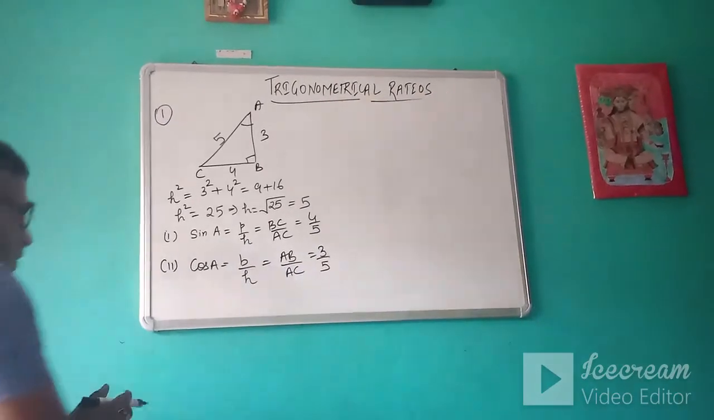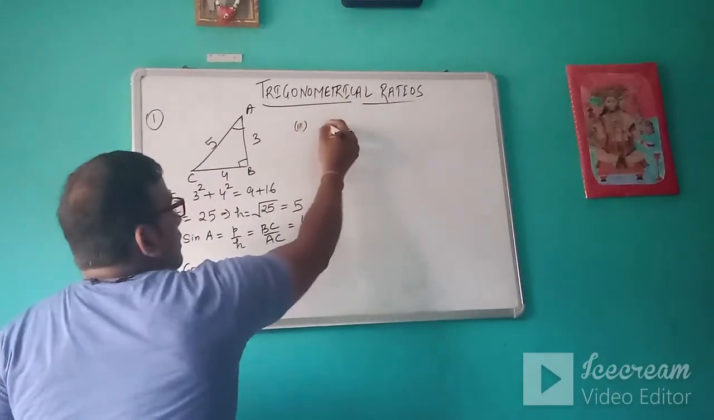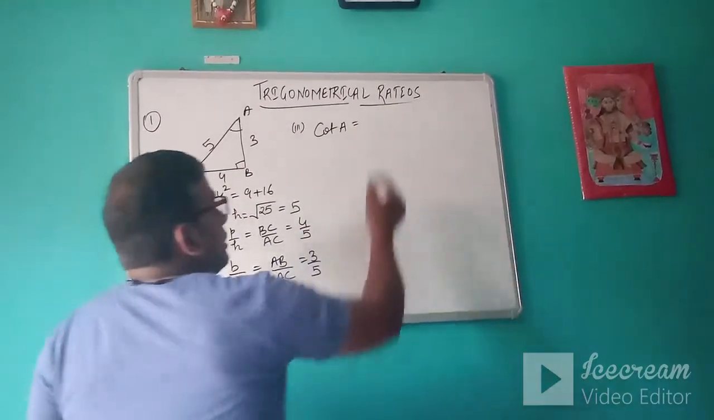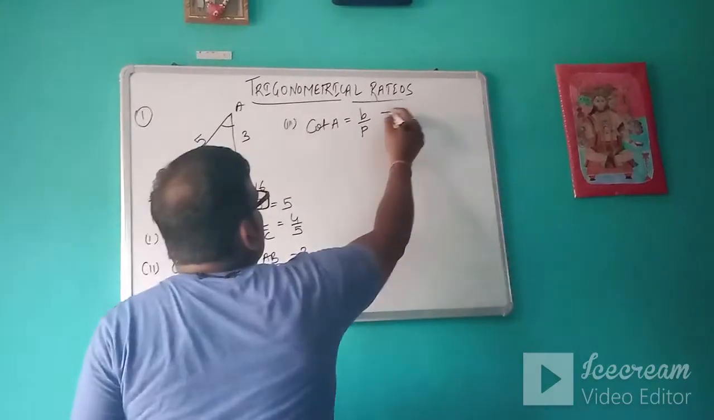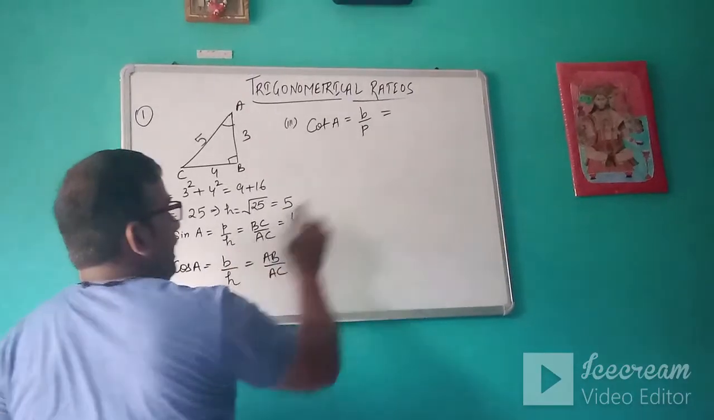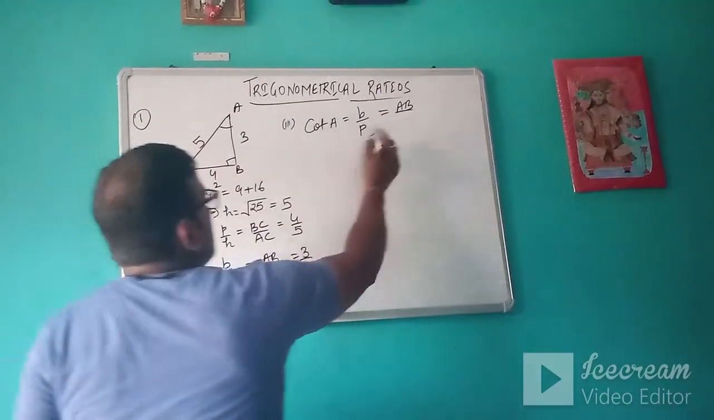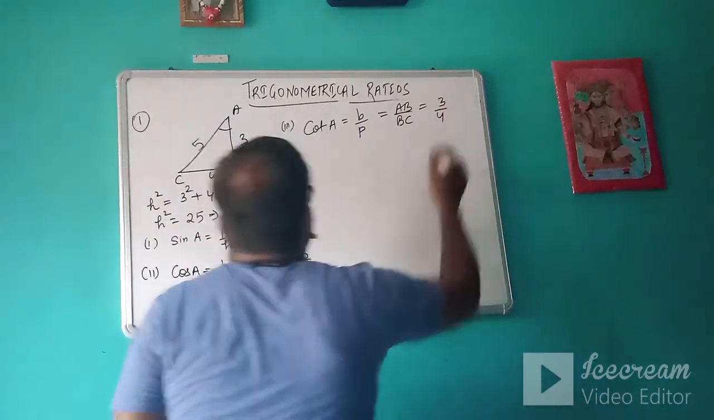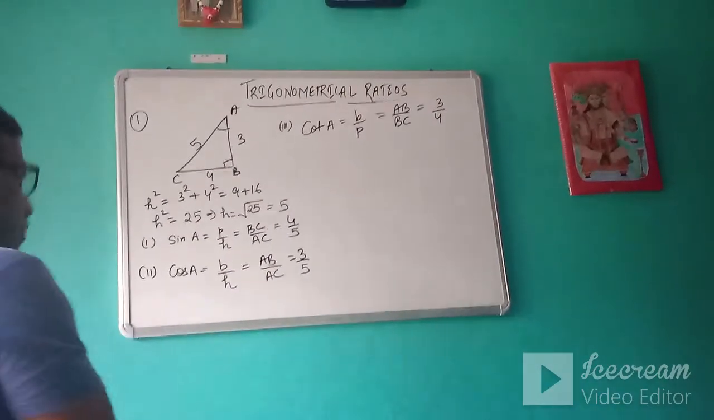Now the next trigonometric ratio which is asked is cot of A. So what was cot? It was B upon P. That is, what was the base? AB. And what was our perpendicular? BC. So it is 3 upon 4. Now see how everything got changed.